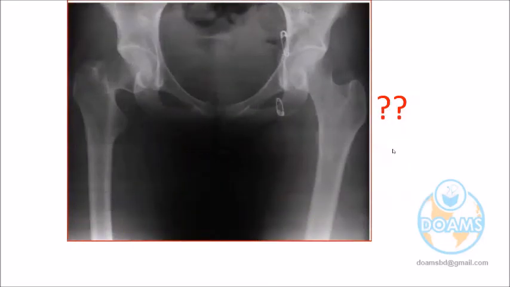What are you looking at in this picture? Any observation? Sacroiliitis. You are not looking at the sacrum at all, doctor. How can you say sacroiliitis? Where is the sacrum? Osteoporosis. No, look at the hip in both. Here, what are you seeing? Dislocation of the hip. Dislocation or fracture?